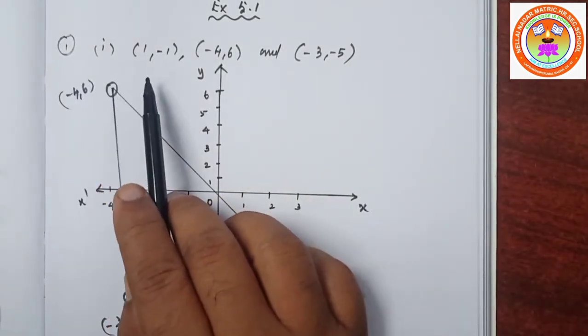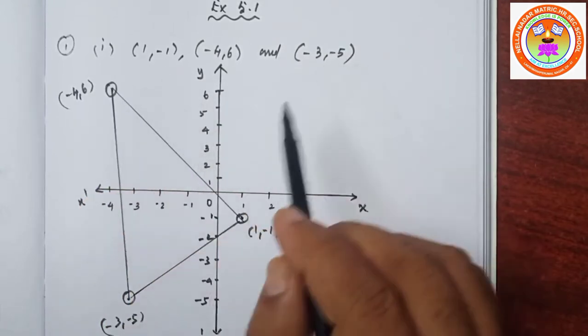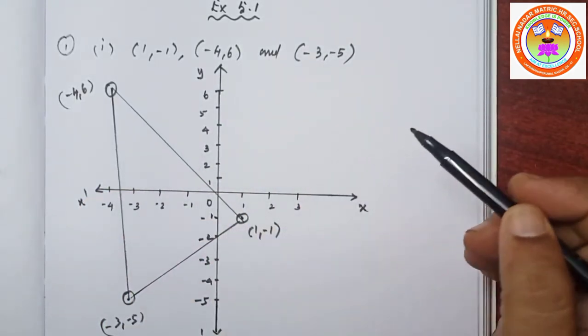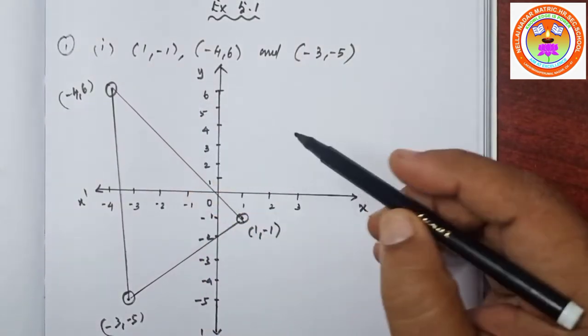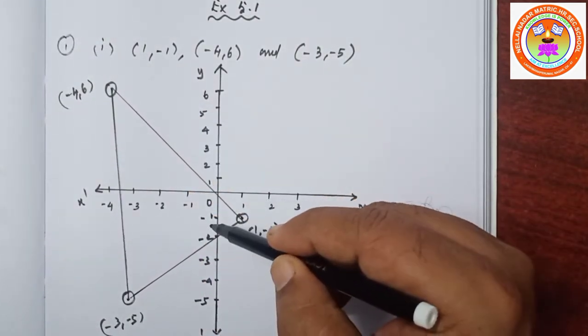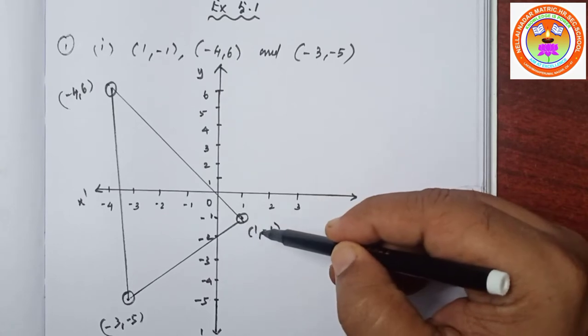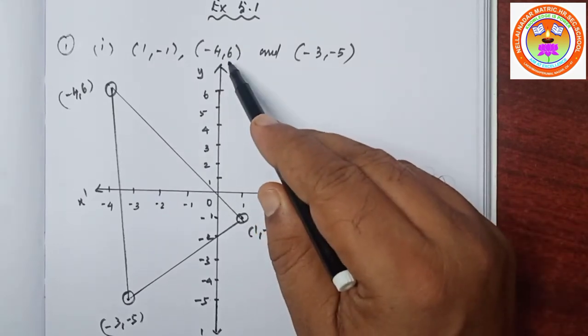Question number 1, subdivision 1. You are given 3 points. All the 3 points are to be plotted in a graph. You know how to plot the points, right? First point is 1, minus 1. 1 in x-axis, minus 1 in y-axis. That's the point 1, minus 1.